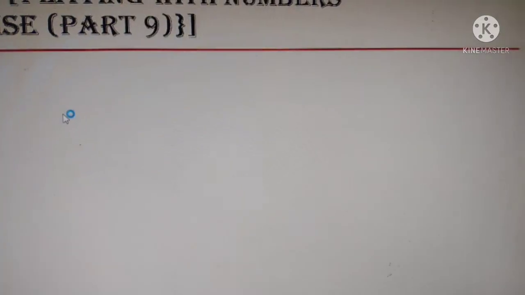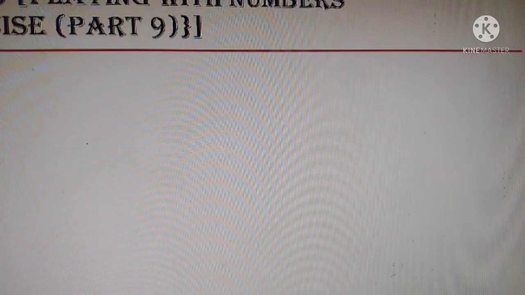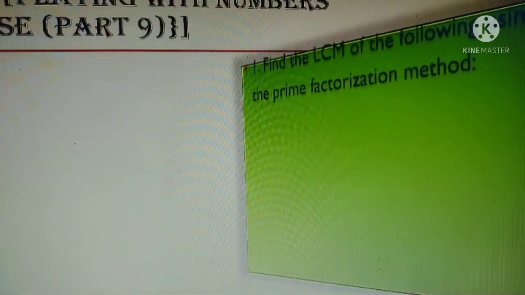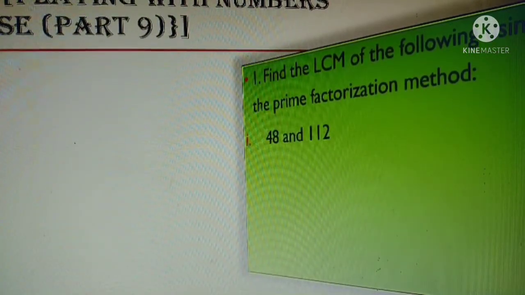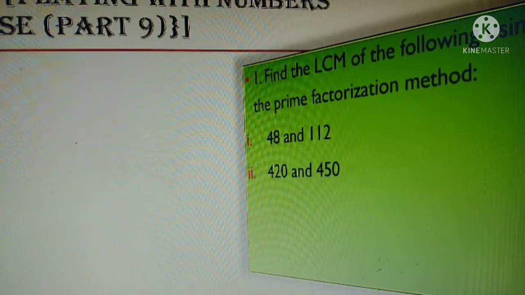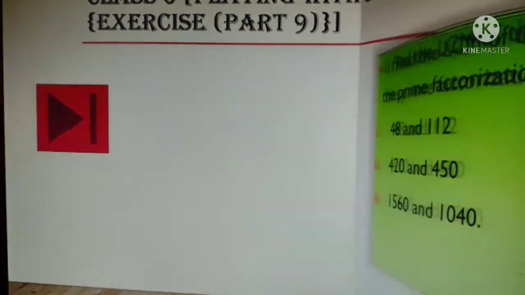As you all know, this is going to be the ninth part of the exercise of this chapter, that is Playing with Numbers. So come, let us start. As you all know, we have done till this question. So today we will proceed forward. So let's see our next question.